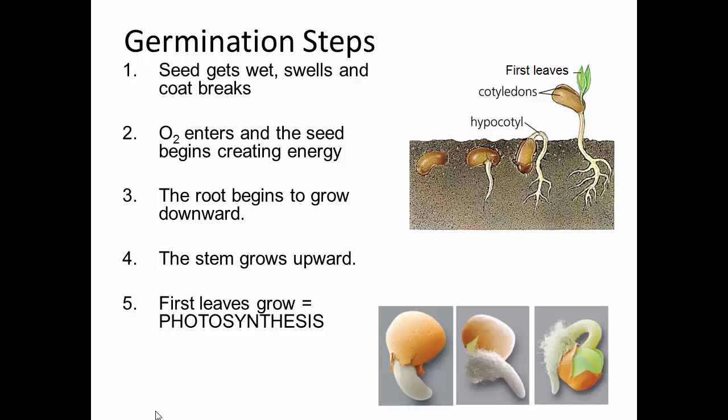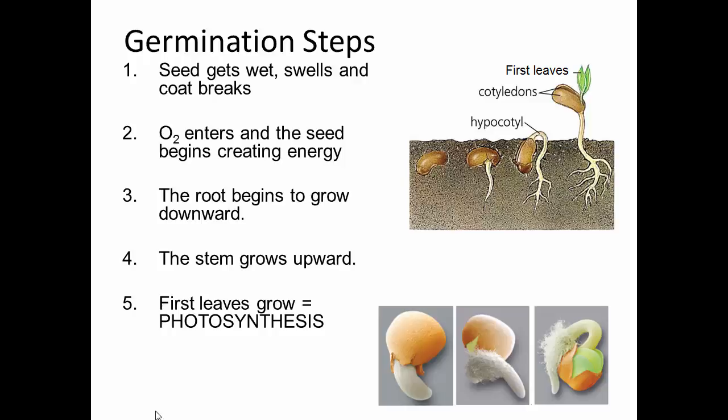Then oxygen is able to enter into the seed, and the seed is able to start breaking down that starch that's stored up in the cotyledon and using that stored up energy to begin growing. The root starts growing longer and starts growing downward. The stem starts to grow, and it grows up and out of the soil, eventually breaking through the soil. And then the first leaves emerge.